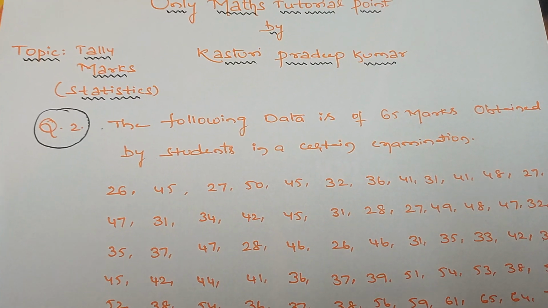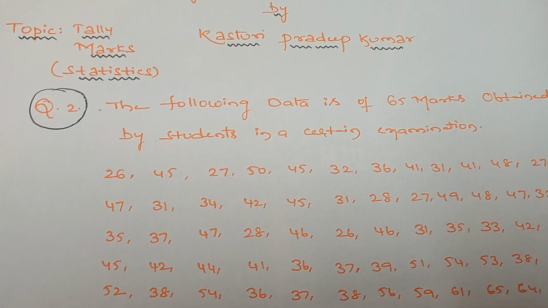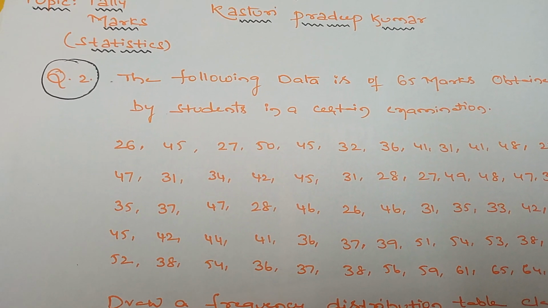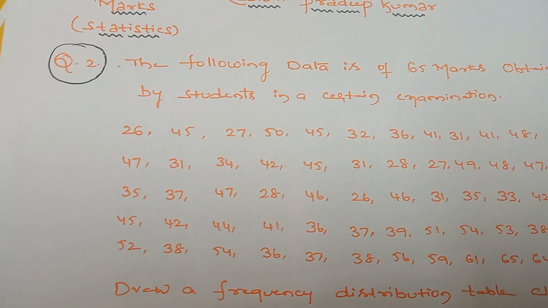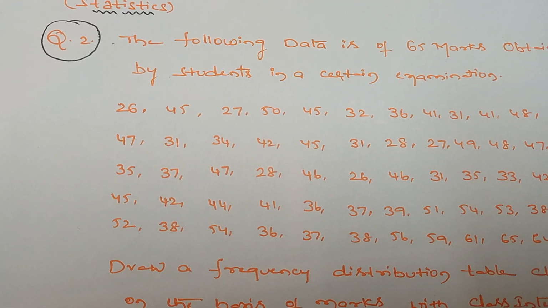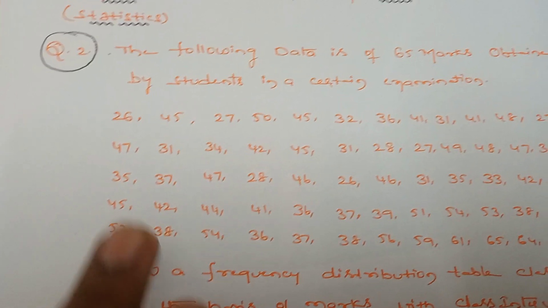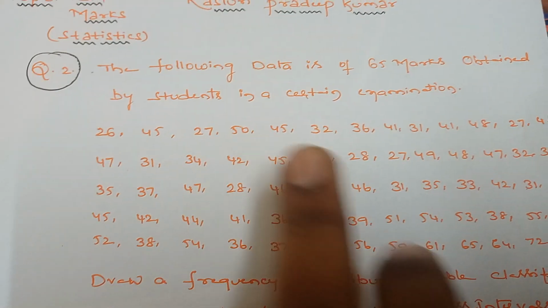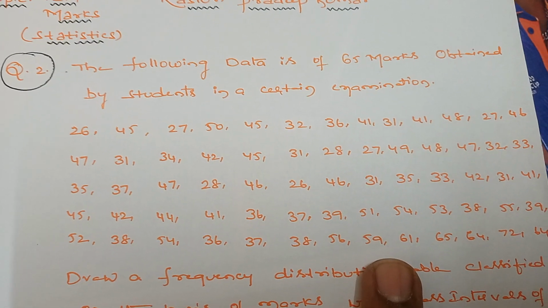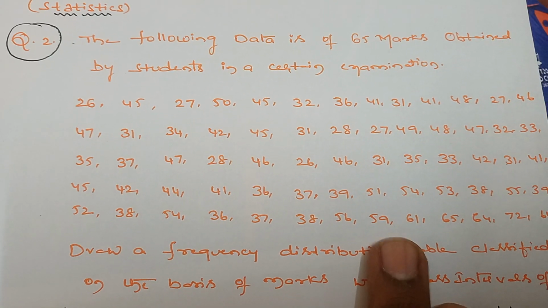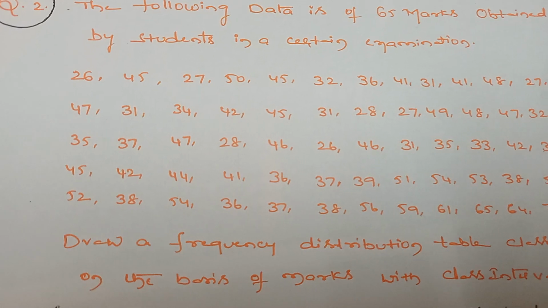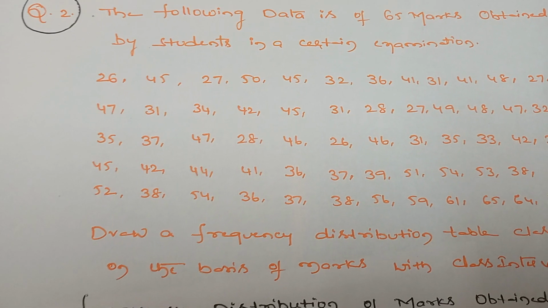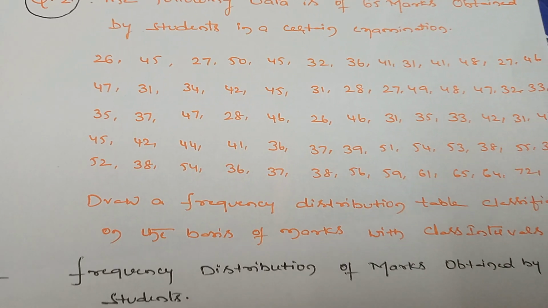Today we are going to continue with tally marks, the second question from the statistics topic. Here the data is given about the marks of 65 students who secured marks out of 100. Okay, now 26, 45, 27, 50, 45, 32. So these are the marks of 65 students in a certain examination. We need to find the tally marks of this data, so draw a frequency distribution for the data.